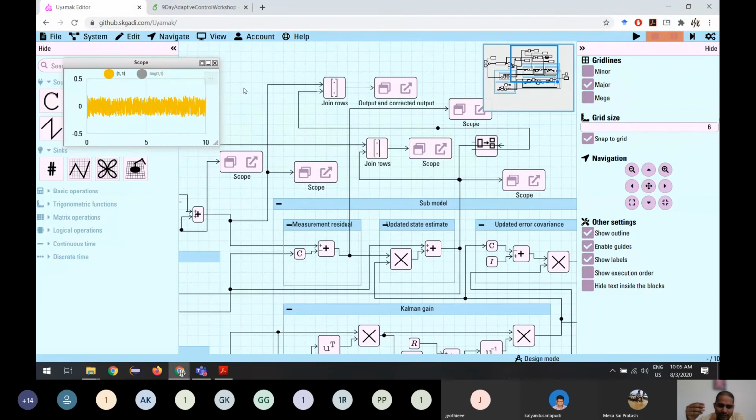That's what we call MRAC, model reference adaptive control. With reference to that model, our output will be the same as the output of the other. So we will see all these things tomorrow and the day after tomorrow, the last two sessions.